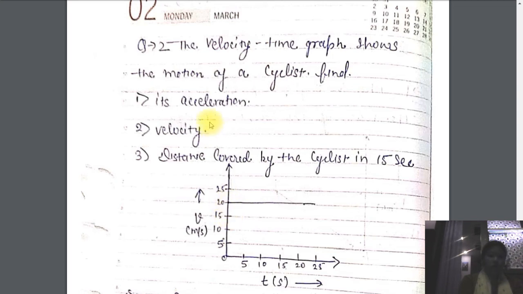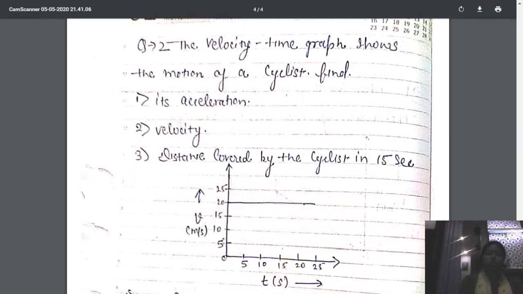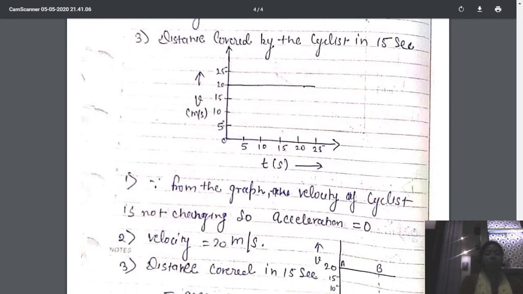Now, very first we have to calculate the acceleration. As we know, this is a parallel line. For the velocity time graph, we have a parallel line along the x-axis. From the previous lectures, we already know the condition of the graph: if we have a parallel line along the time axis, the velocity of the object will be constant, and if the velocity of the object is not changing, the acceleration of the object will always be equal to 0.